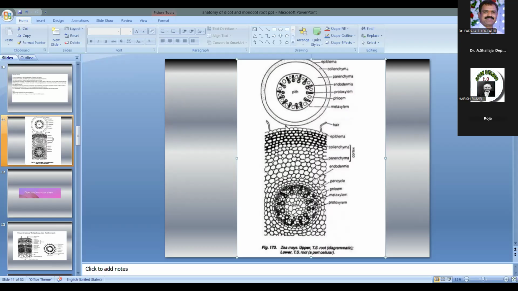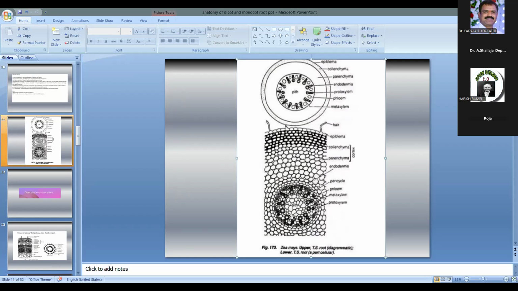Coming to the pericycle, in the dicot root it gives rise to lateral roots and the cambium. But in the monocot root, it gives rise to lateral roots only. Okay, so in the dicot root the pericycle gives rise to lateral roots and the cambium.